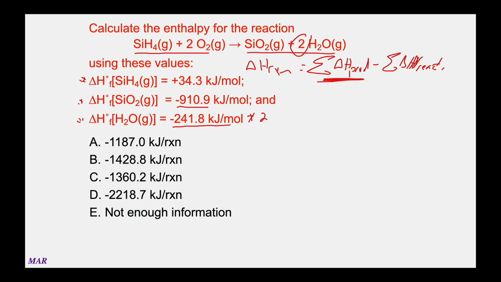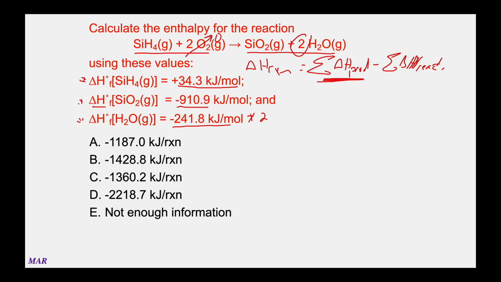Now you want to subtract, and remember always to subtract, the delta H of reactants. We're given the delta H for silane, so that goes over there. But notice there is no delta HF for oxygen. The reason I didn't include it here was to make a point again that the heats of formation, the delta HF values, will always be 0 for the elements in their standard states. So any of the elements in their standard states are just going to be 0. On this one, you don't have to worry about the O2s. They're just equal to 0.